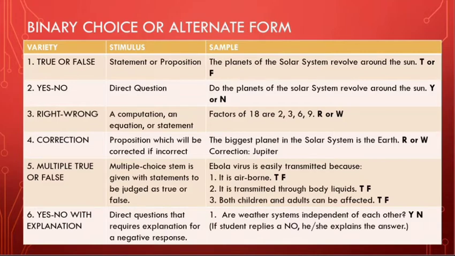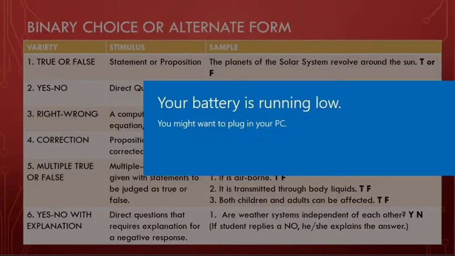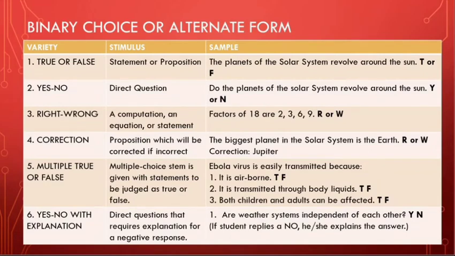From here, you would see that every variety, except the yes or no type, has propositions as stimulus. Propositions here are commonly content based, as you can see in the examples. And in terms of using this binary choice, the ease of construction makes this type more popular compared to the other types of test.